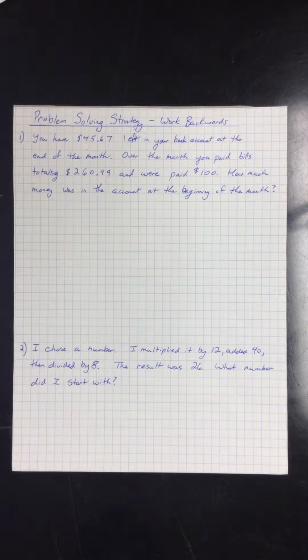Today we're going to look at the problem-solving strategy of working backwards. Sometimes in word problems you're given the answer and asked to work back to the beginning to find out what the original amount was. For example, in your bank account you have $45.67 at the end of the month. Over the month you paid bills totaling $260.99 and were paid only $100. How much money was in the account at the beginning of the month?